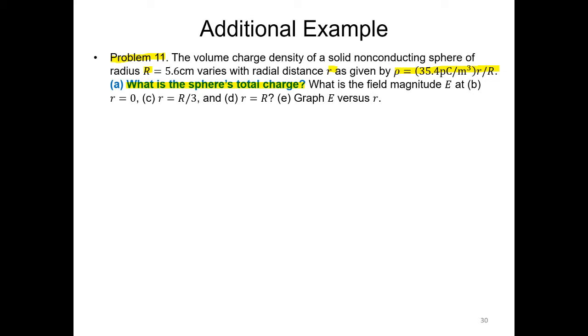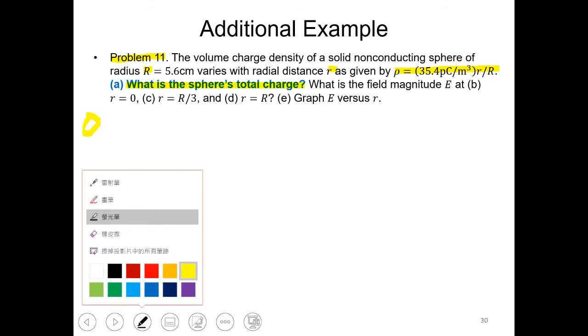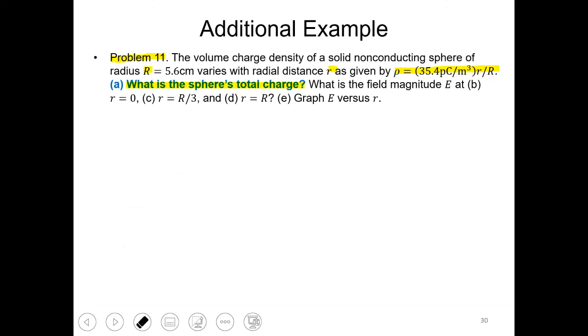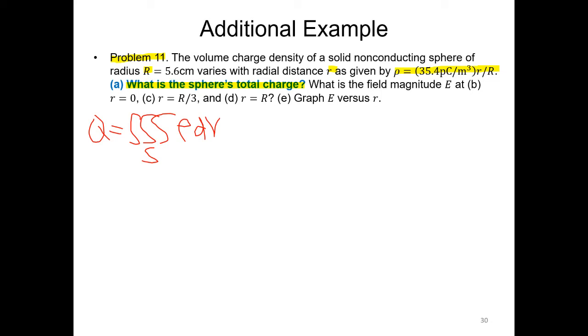So actually, we need to use the triple integral. So Q would be nothing but a triple integral over the sphere of rho dV, which means we have the expression of rho, and multiply by the dV here. So actually, we'll use the spherical coordinates.